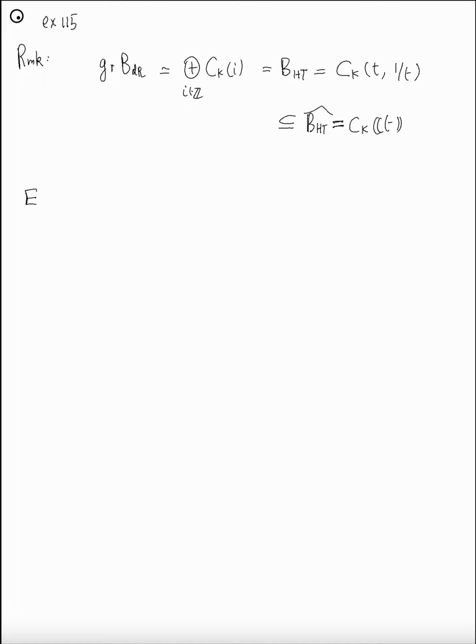So let's do an exercise. Show that the fixed point of B_dR under G_K is K. Okay, so the left hand side seems to be much bigger than the right hand side. Actually, they're the same.